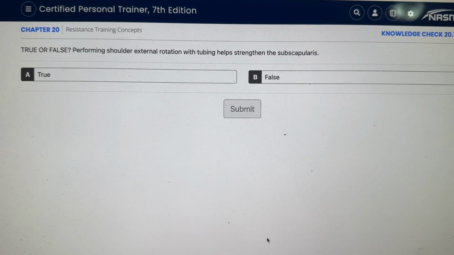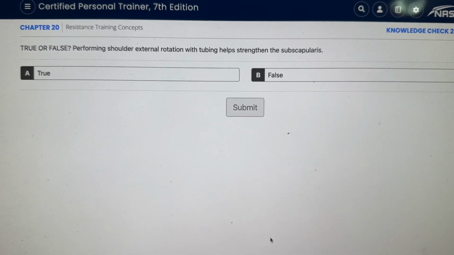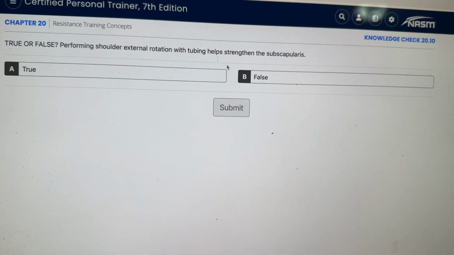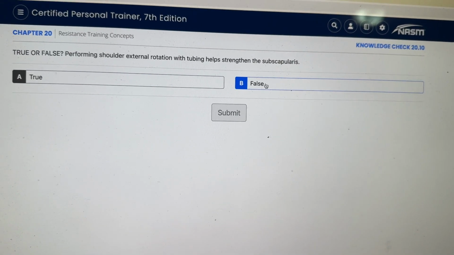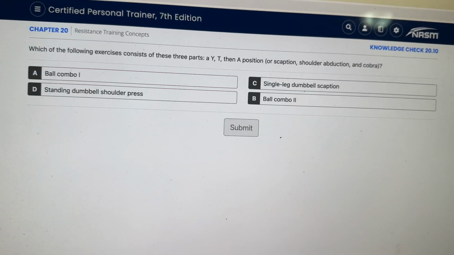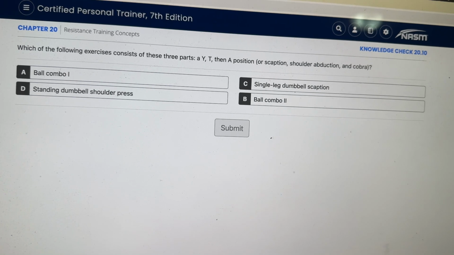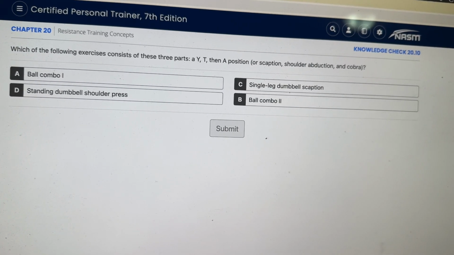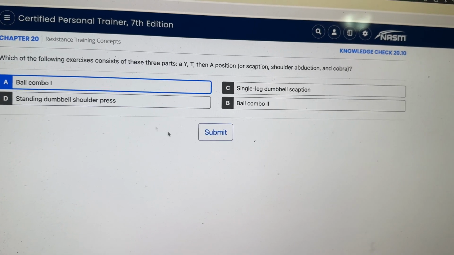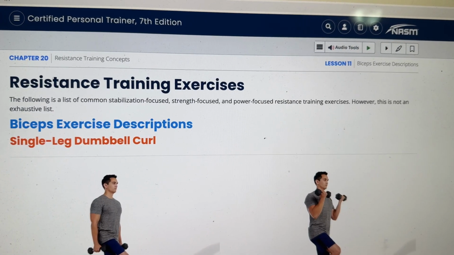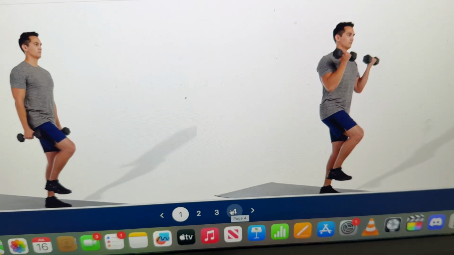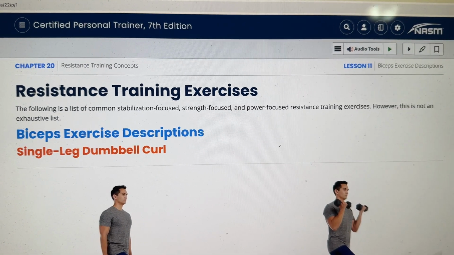True or false? Performing shoulder external rotation with tubing helps strengthen the subscapularis. I don't think it's external. I think this is false. Which of the following exercises consist of these 3 parts: a Y, T, and A position, a scaption, shoulder abduction, and cobra? Ball combo 1. All right, lesson 10 is done. Chapter 20, lesson 11, 8:53, 4 pages. Resistance training exercises. I'll be back. I'll see you guys in a little bit. It's not going to take me that long.